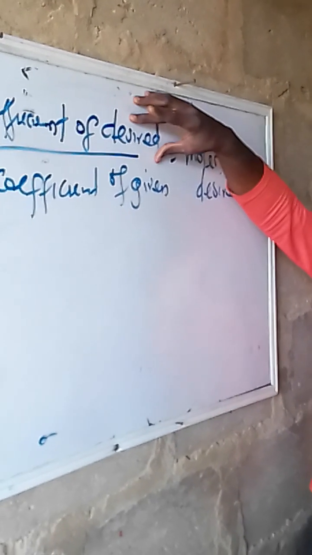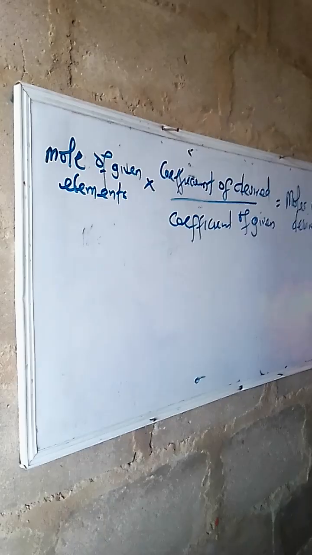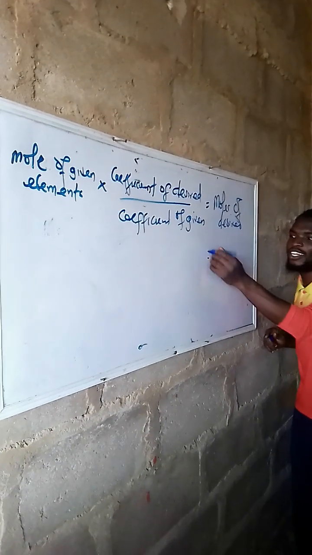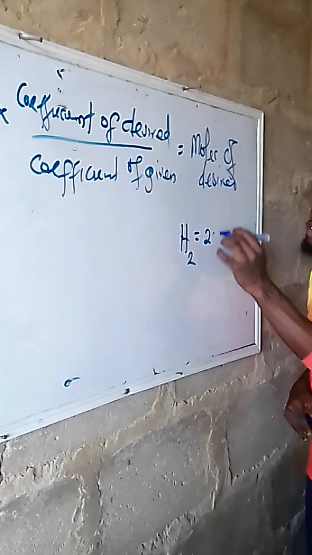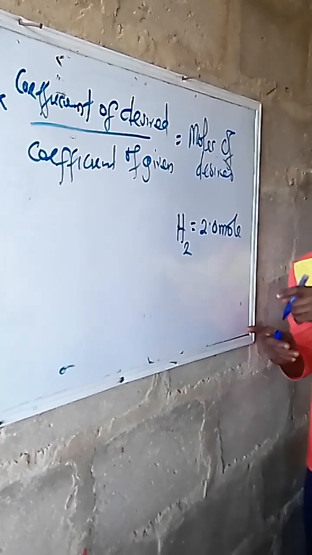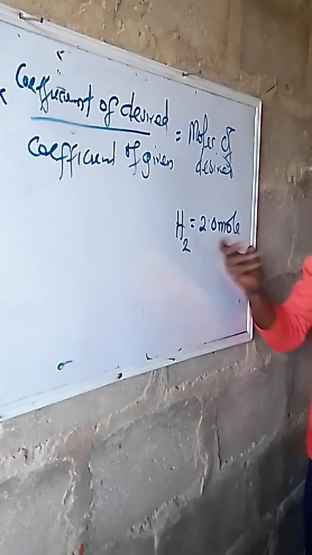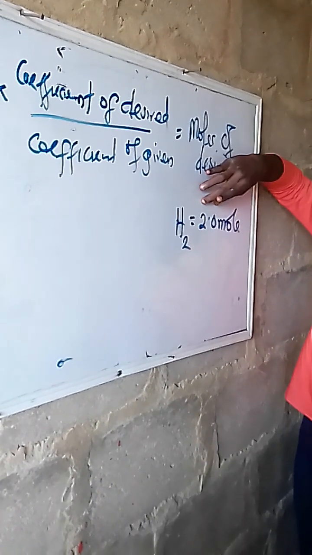I will tell you what is that. What is even desired here? Then what are the givens here? Based on the first question, what are we given? We are given the mole of H2, right? Which is 2.0 mole. The SI unit for number of mole is mole. Are we together? Now we are given 2.0 moles, right?